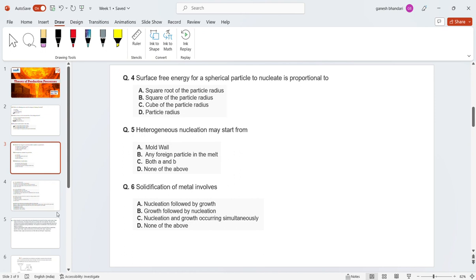Yeah, but how did you conclude that? How did you come to the conclusion that it is proportional to the square of the particle radius? Is there any basis for that?